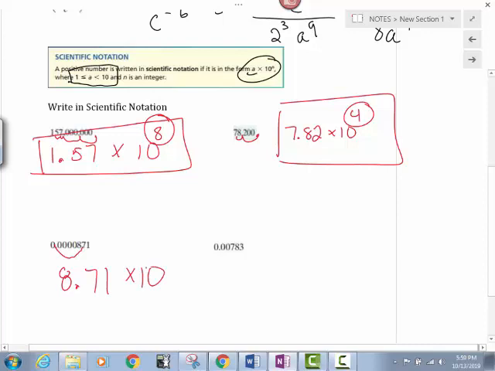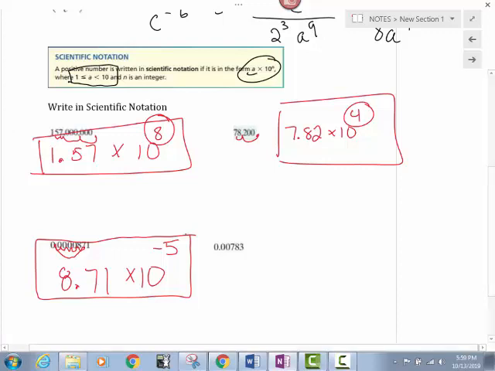Now we're going to figure out how many spaces we moved our decimal point. Guys, all we've got to do is count. Look, 1, 2, 3, 4, 5. Okay, we moved it 5 spaces, but because this is a small number, we're going to write it with a negative exponent. Okay, so big numbers have positive exponents, small numbers have negative exponents.